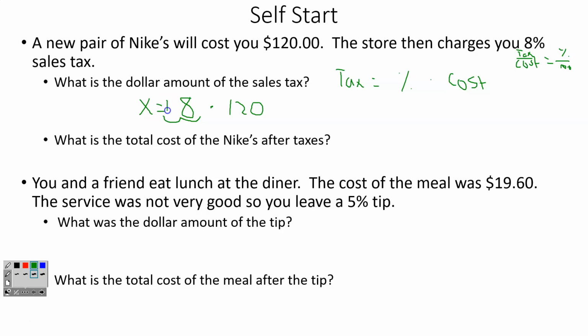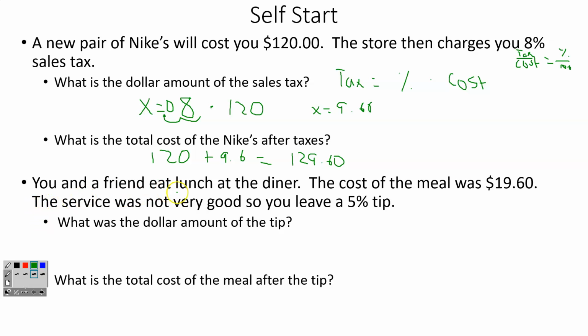So when I do 0.08 times 120, I get an answer of 9.6 or $9.60. So now what's the total price of the Nikes after taxes? Well, I take my cost and I add my taxes to it. And I get $129.60.